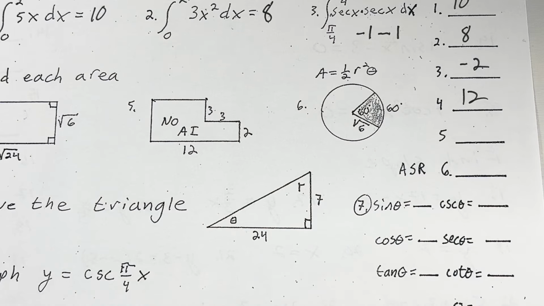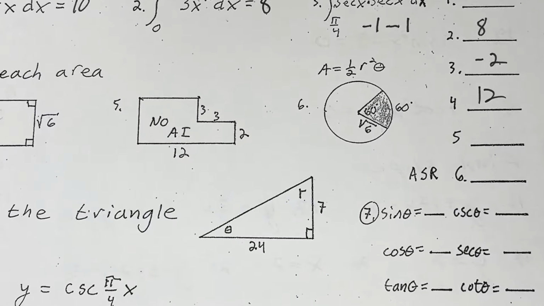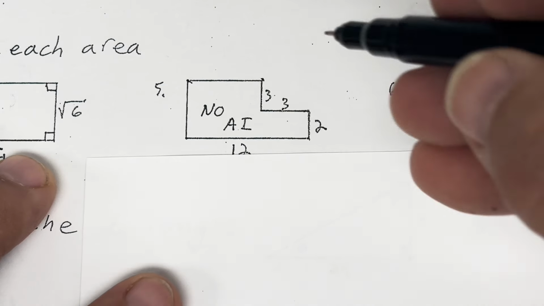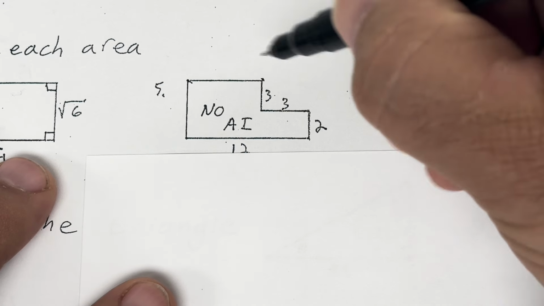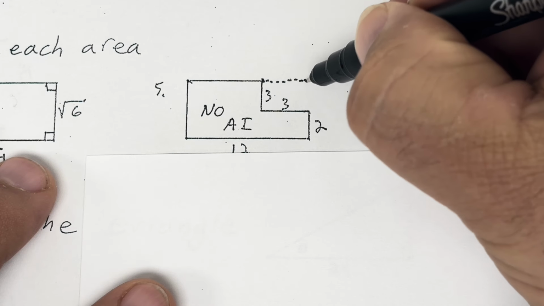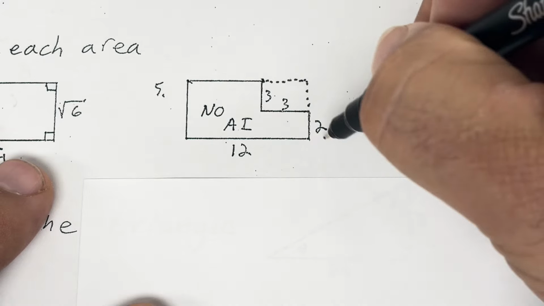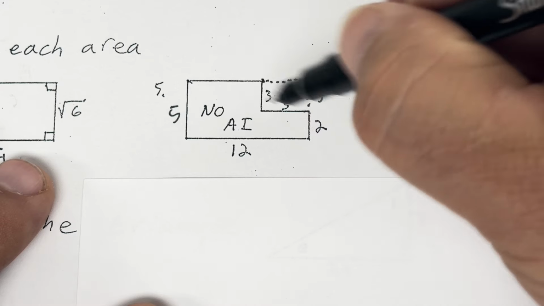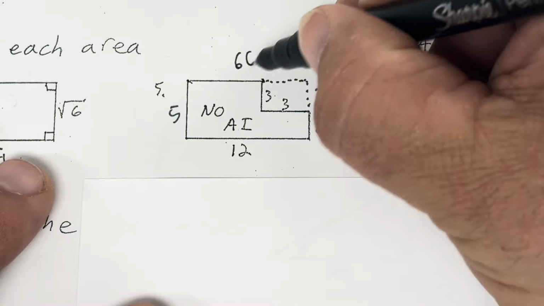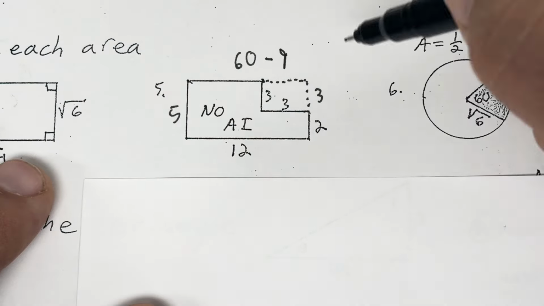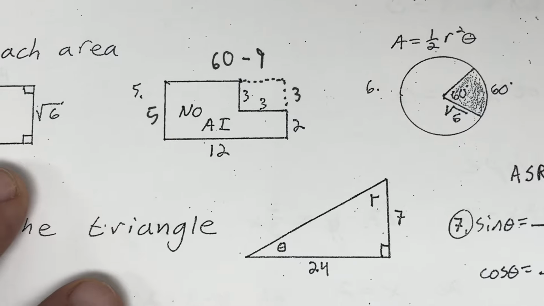I would not use AI for number 5. It doesn't work out the way you want it to. It doesn't read it for some reason. So for number 5, what we're going to do is split it up or add to it. I like to add to it. So now the height of this is going to be 2 plus that 3. So that's 5. So the area of the big rectangle would be 60. And then I have to subtract this area here of 9. So the total area for number 5 would just be 51.